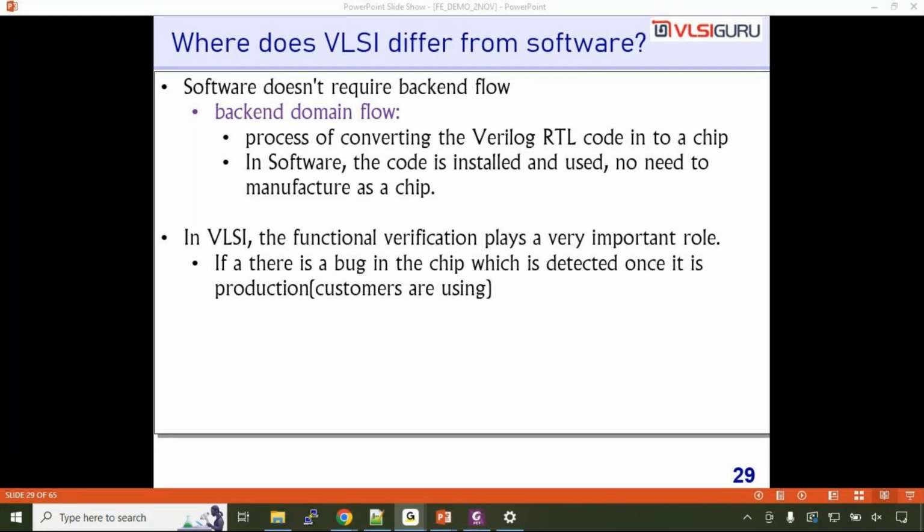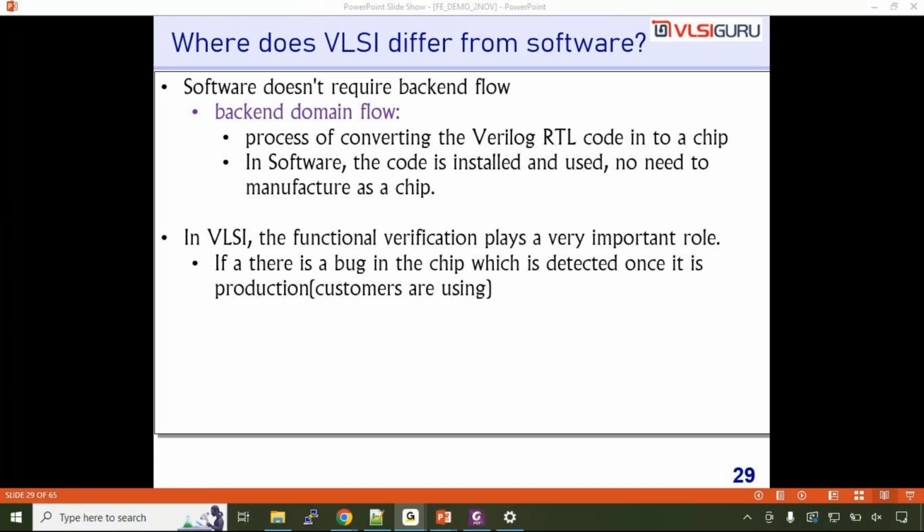In software, that is not the problem. Let's say you go to a bank and in the banking application there is a bug. Because of that, some transactions are not happening properly. The company can rectify the software and release a new version. In software terminology, that is called a patch. They release a patch. In VLSI, there is no patch.